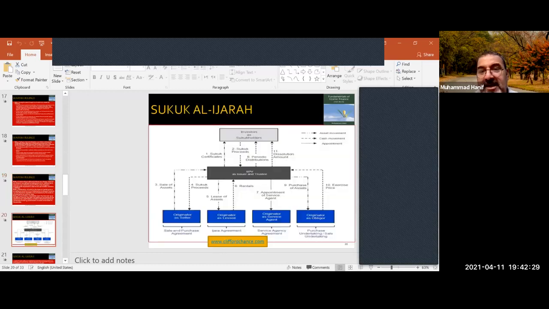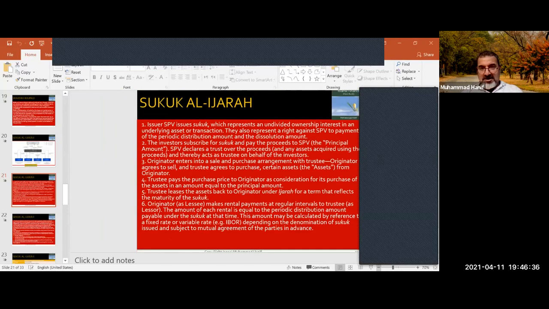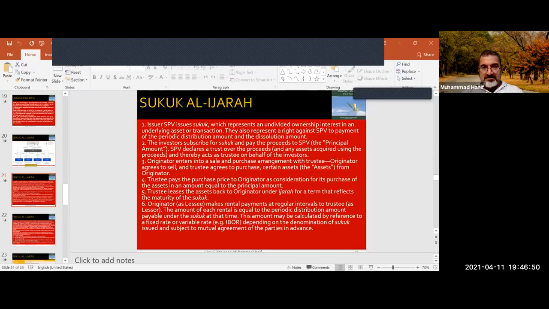This is a design of Sukuk al Ijarah. Now look at this to understand how Sukuk is designed, starting from 1, ending at 11. Take 1 minute and have a look at this. So these are the numbers explained. If you have any issue, you can read these numbers later on. The numbers are written in detail.